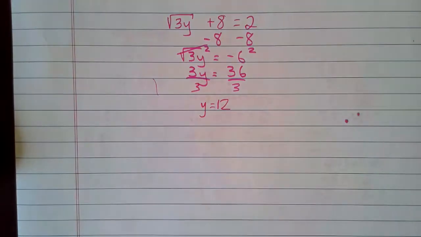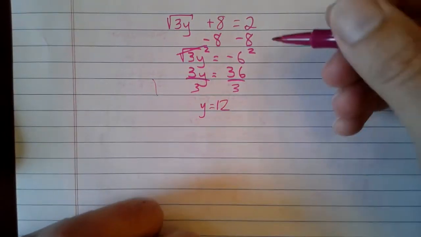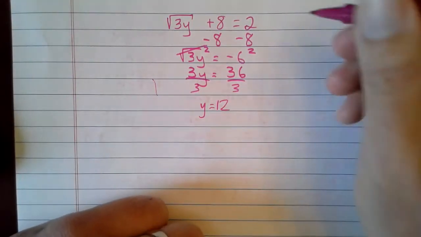Seems very basic, very simple. We got to check it. I know it's like, oh, it was so quick and easy. Let's just say it's 12. No, we can't. We have to check it.